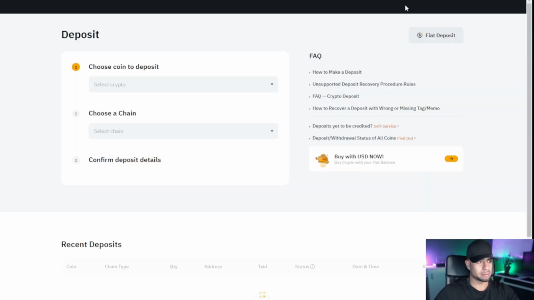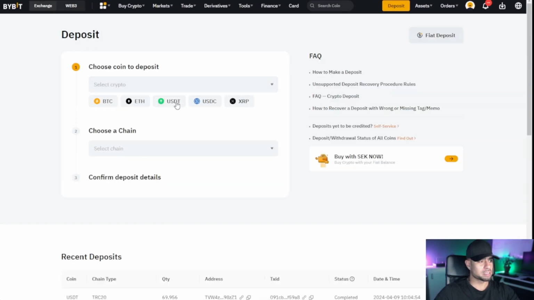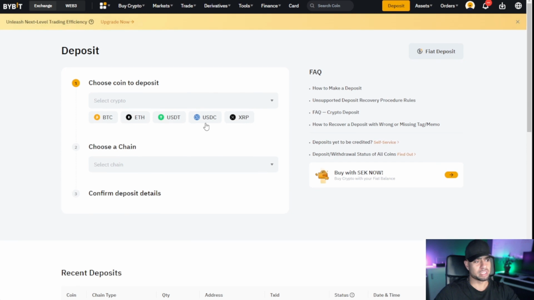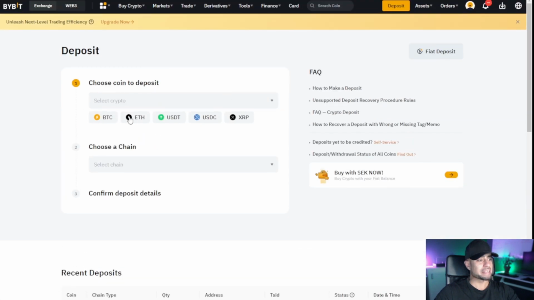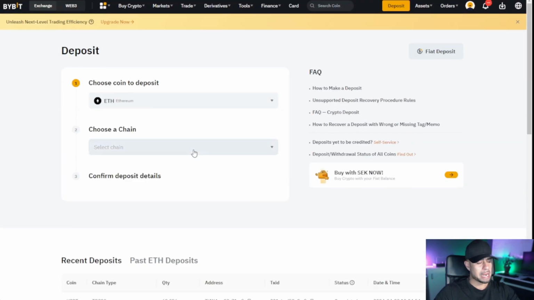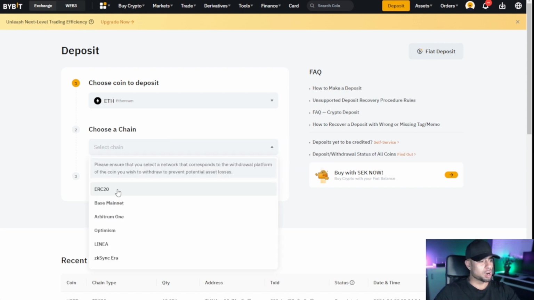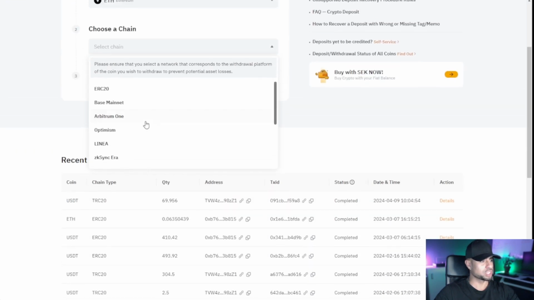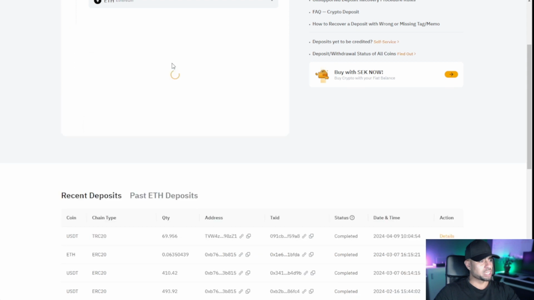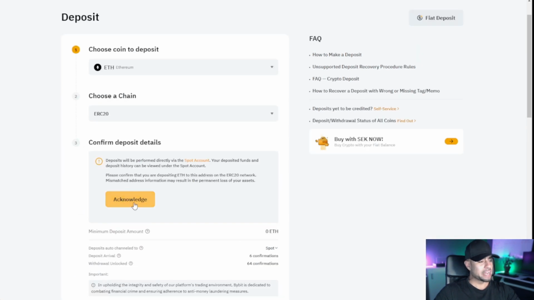Click on it. And here choose what crypto you want to deposit. You have BTC, Ethereum, USDC, USDT, XRP, and of course you have other cryptos as well. But let's say it's Ethereum. You choose Ethereum. Now, it's important that you pick the right network that you want to make the transfer on. The most used ones are ERC20, of course, and the Tron chain, so the TRC20. In this case here, we take the ERC20, you click acknowledge.